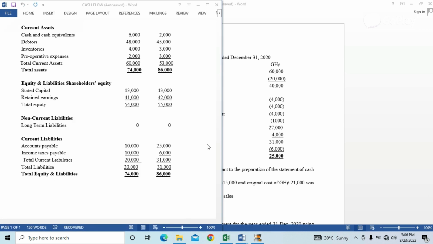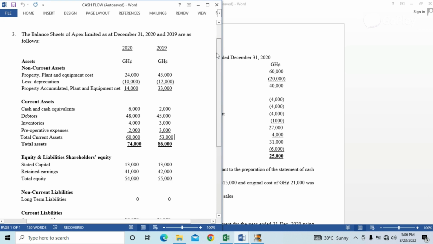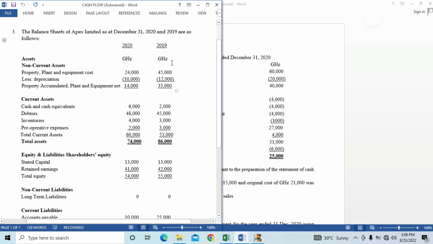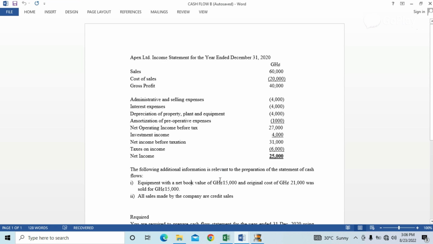So for the balance sheet, when we move to the top, okay, property, plant, and equipment. So 45,000. Okay, so it means part of it was sold and a part of it has depreciated as well. So this information is telling us the equipment with net book value of 15,000 and original cost of 21,000 was sold.